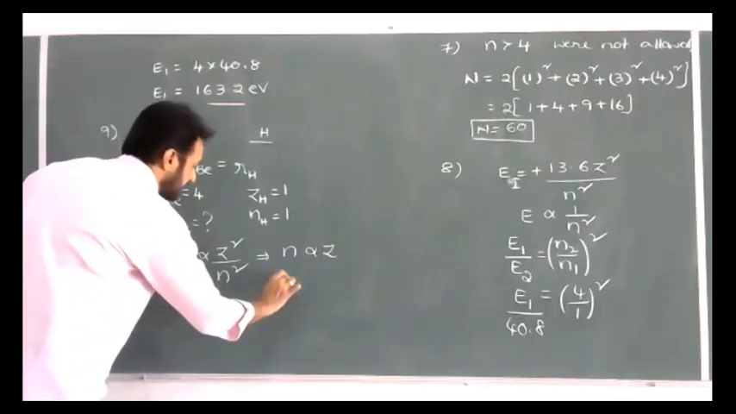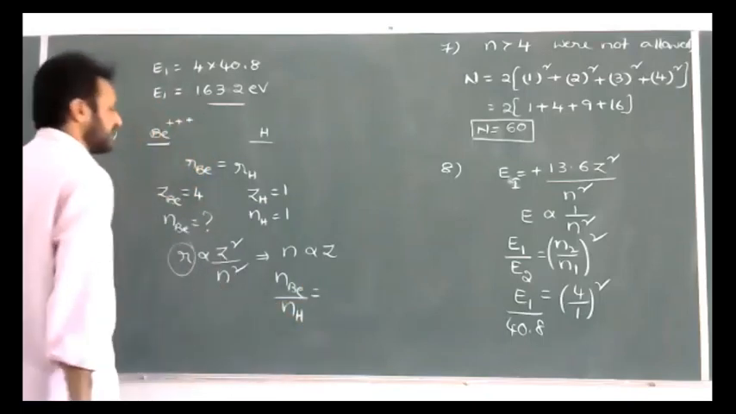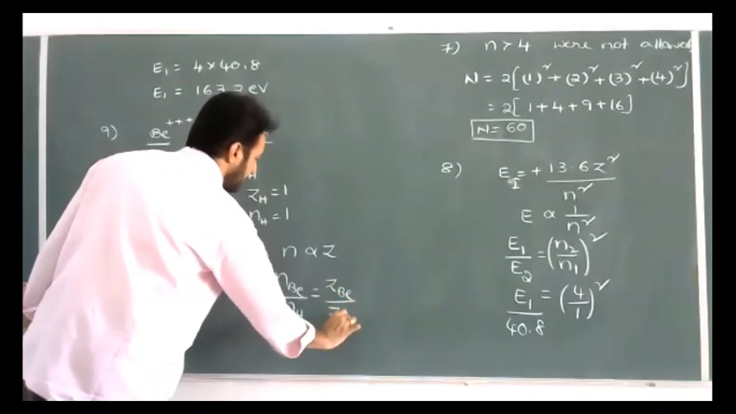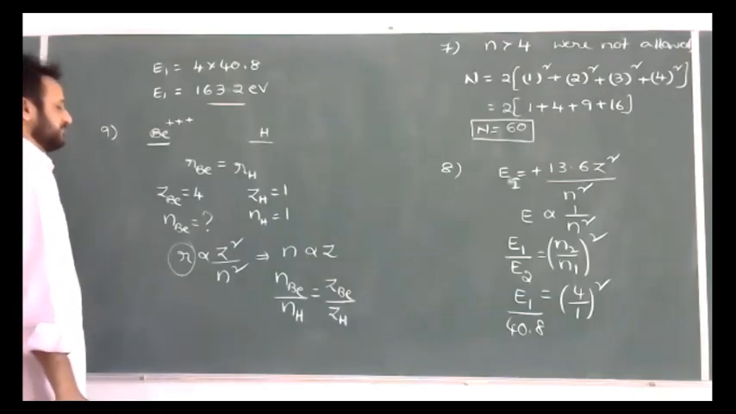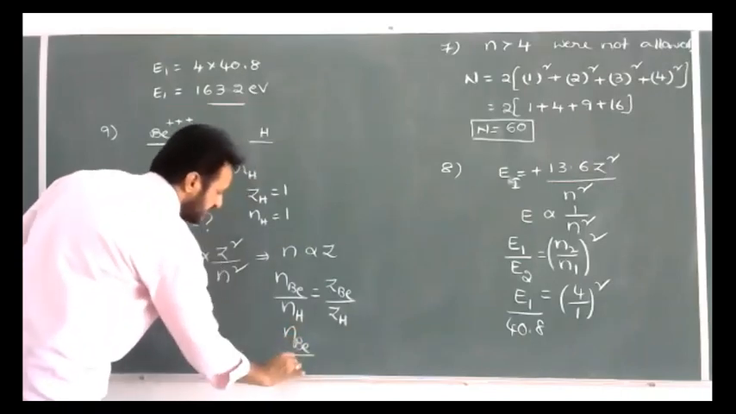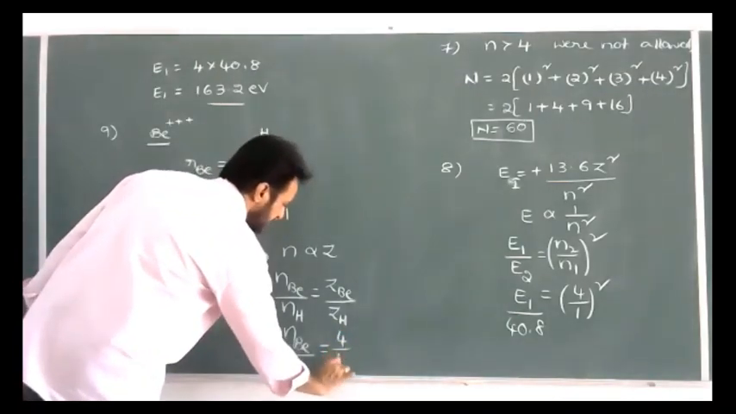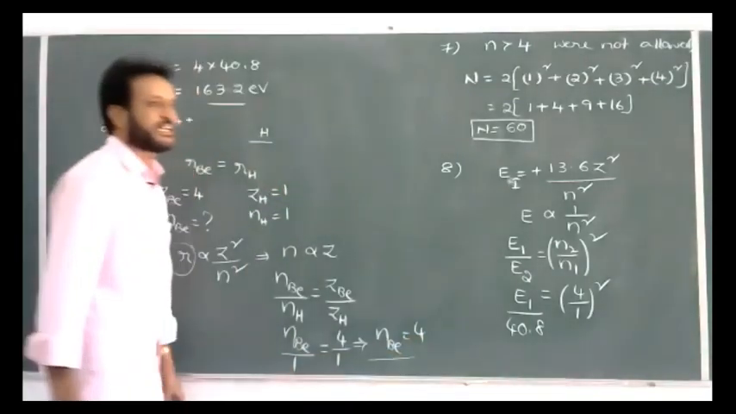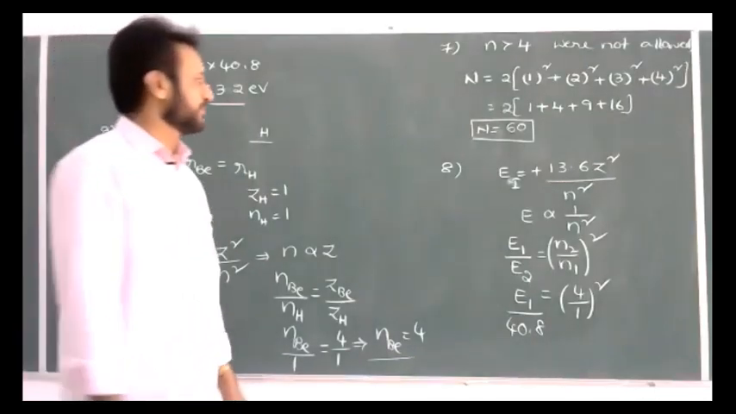So n beryllium divided by n hydrogen is equal to, directly proportional means atomic number of beryllium by atomic number of hydrogen, you should write. Therefore n beryllium divided by n hydrogen is equal to 1, ground state. Z beryllium is nothing but 4 by Z hydrogen is equal to 1. Therefore the state means n is equal to 4, correct. Check the option, key answer. n is equal to 4.